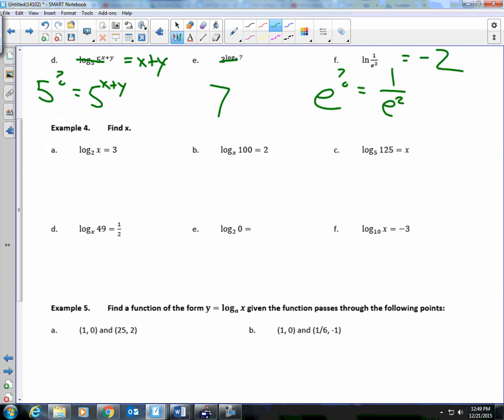We'll do example 4 and we're done. Log base 2 of x is equal to 3. That means a base of 2 to the third power is equal to x. So what is x? Log base x of 100 is 2. So that means a base of x to the second power is equal to 100. So what is x?